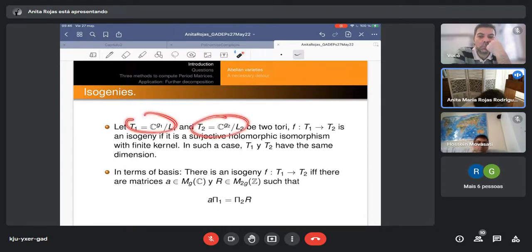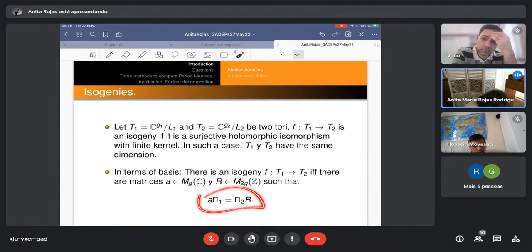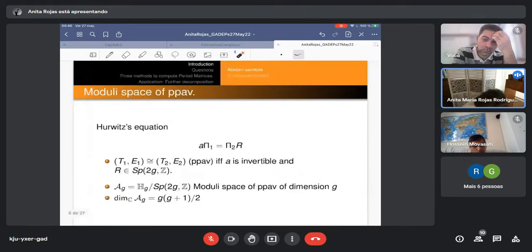So if you have two of these varieties, and there is this relation among them, that means that you have an isogeny. Okay, and the kernel of the isogeny is captured in the determinant of that matrix, and so on. There is a lot of geometry of the isogeny captured in that relation, and this is called the Hurwitz equation for the isogeny. Okay.